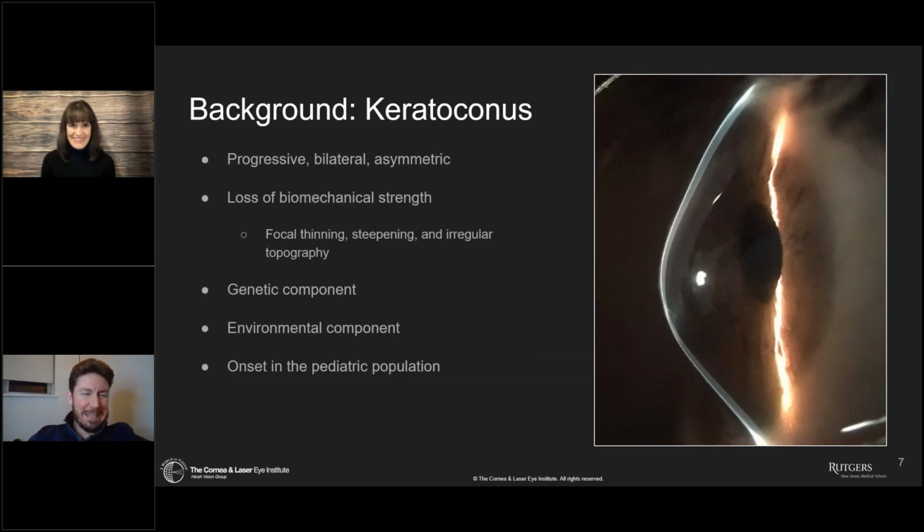Well said. I'll go ahead and start off and jump right into this. So we all know a little bit about keratoconus, right? Keratoconus is a corneal disease characterized by a loss of biomechanical strength. This loss of stromal corneal strength causes focal thinning, steepening, and irregular topography. It has a variety of different components that cause its manifestation. Those can be genetic, environmental, and behavioral, and the typical onset is within the pediatric population.